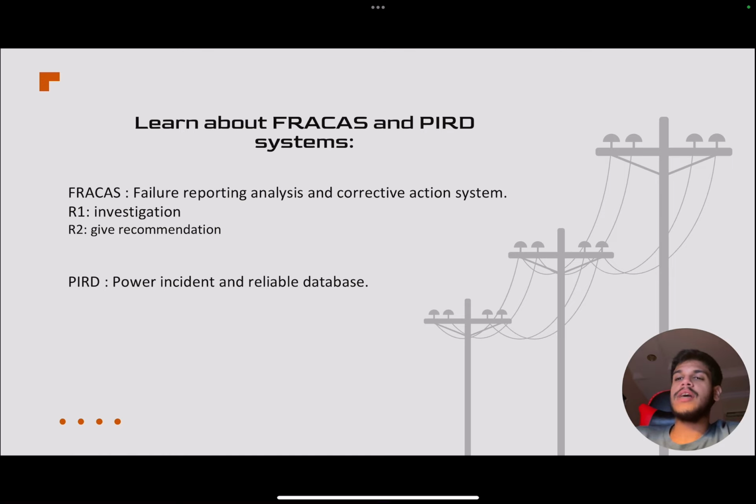This is the last major task: learning about the Frasca and BERT systems. Frasca refers to the failure reporting analysis and corrective action system, and it has R1 and R2. R1 is investigation, whether it was 5 whys or 3 analysis or anything, and R2 gives a recommendation. The other thing is BERT, the power interruption and reliability database. If there is any cutout in the power system, they have a database and need to report it, and some people have access to it and are responsible for reporting it.